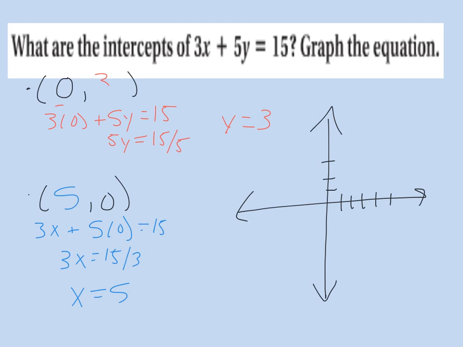So your two intercepts that you have here, you have 0, 3. So if I went 0 and then up 3, it would be at this point right here. And 5, 0, 1, 2, 3, 4, 5. And you can connect those points. And that would be your intercepts right here and here and your graph.